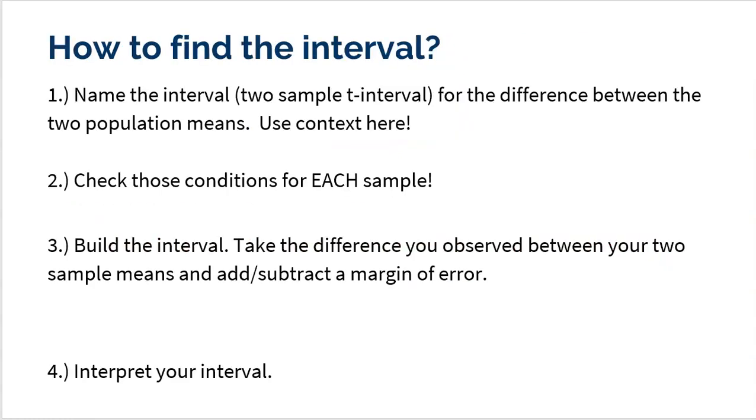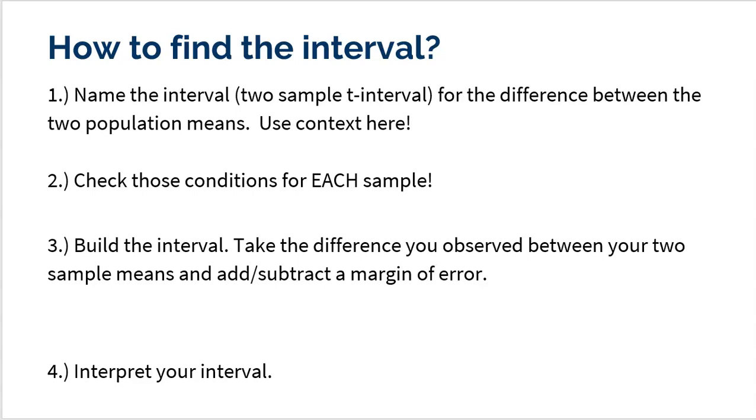So how do we find the interval? First, we have to name it. This is a 2 sample T interval for the difference between two population means. Make sure you use context here. Make sure that your name is discussing what the two different populations are that you're comparing.